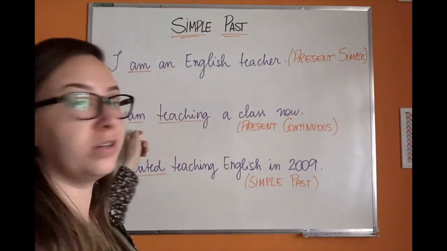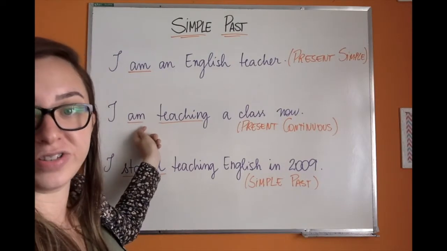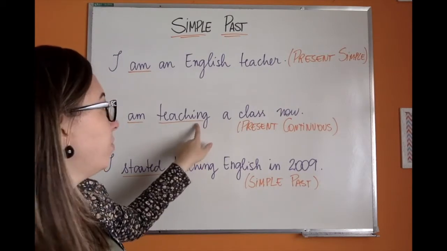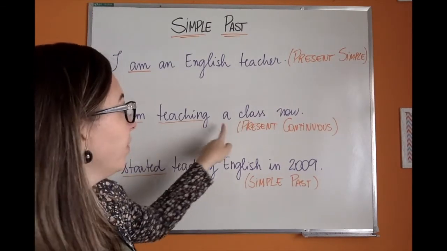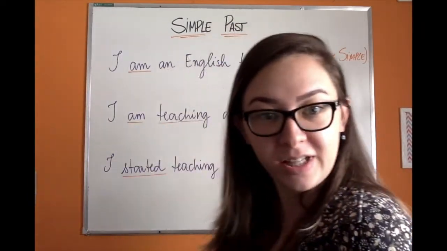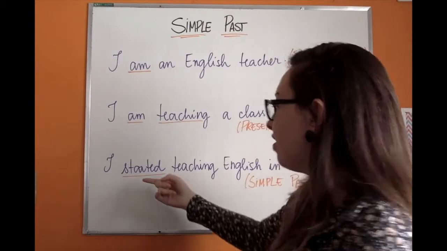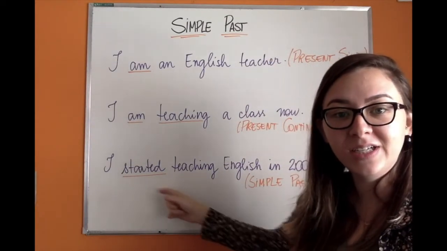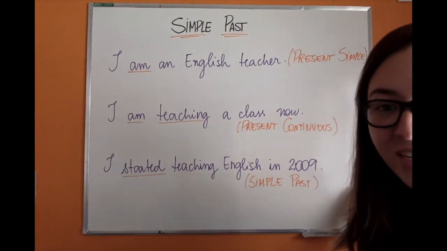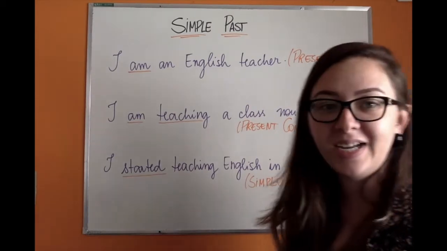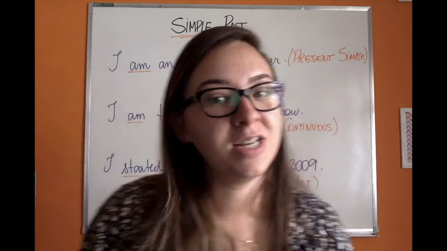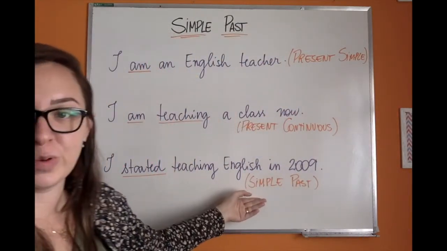So here we have the verb to be, our auxiliary verb. Teaching is the main verb, and it's with -ing, teaching a class now, present continuous. Finally, in sentence 3, we have "I started teaching English in 2009." So in 2009, I taught my first English class. This sentence is in the simple past.